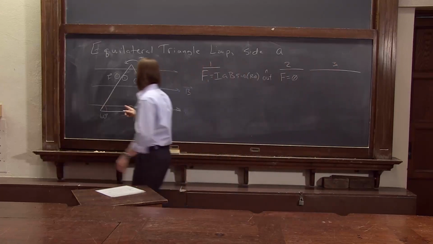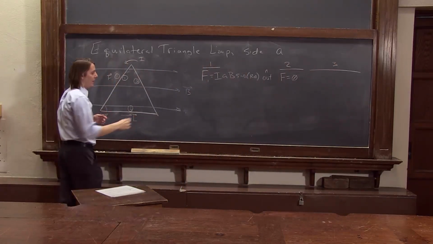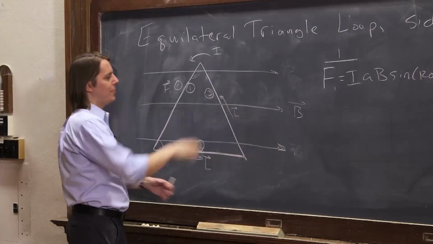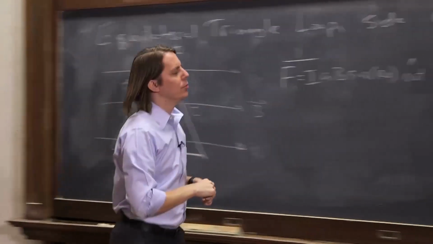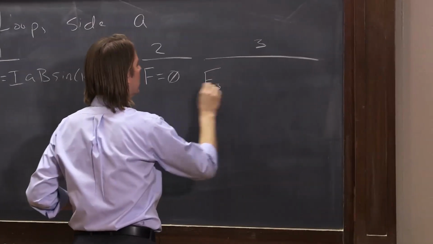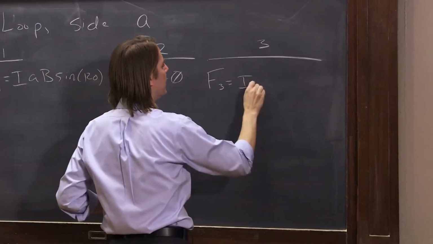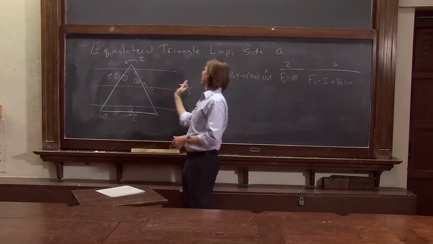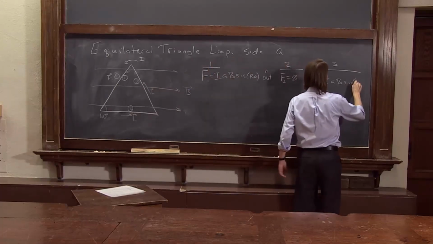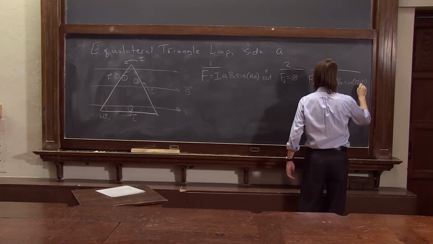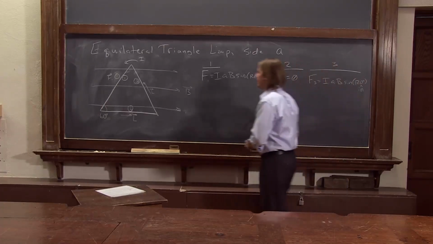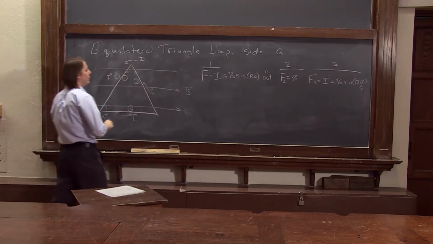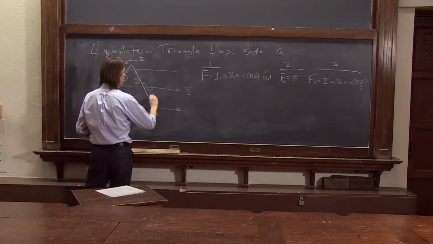Side 3 is very similar to side 1. L goes up this way. Its magnitude is also A. So the force 3 is I A B sine of the same angle between them, 120 degrees. And its direction, though, is in, right? Because if we have L cross B, the force 3 is in.